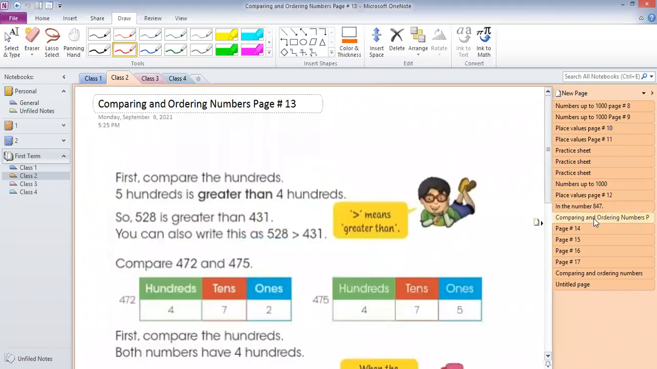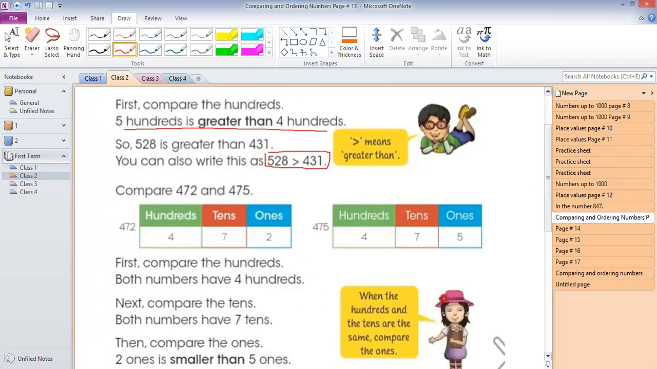528. On page number 38, if we check, first compare the hundreds. 500 is greater than 400. Exactly. So 528 is greater than 431. And we can also write this: 528 is greater than 431. This I also taught you.